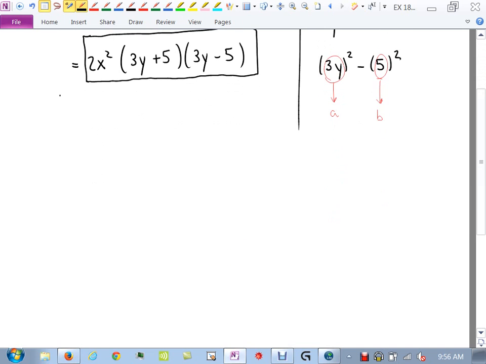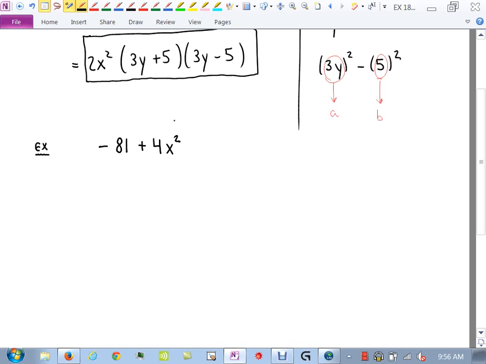Okay, let's look at another example. How about negative 81 plus 4x squared? This problem is just intended to try and trick you, just kind of confuse you. All right? Listen.